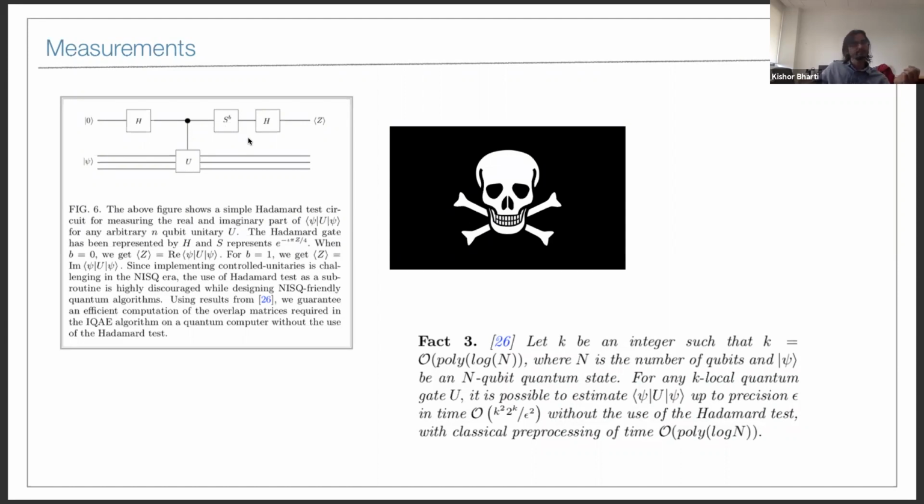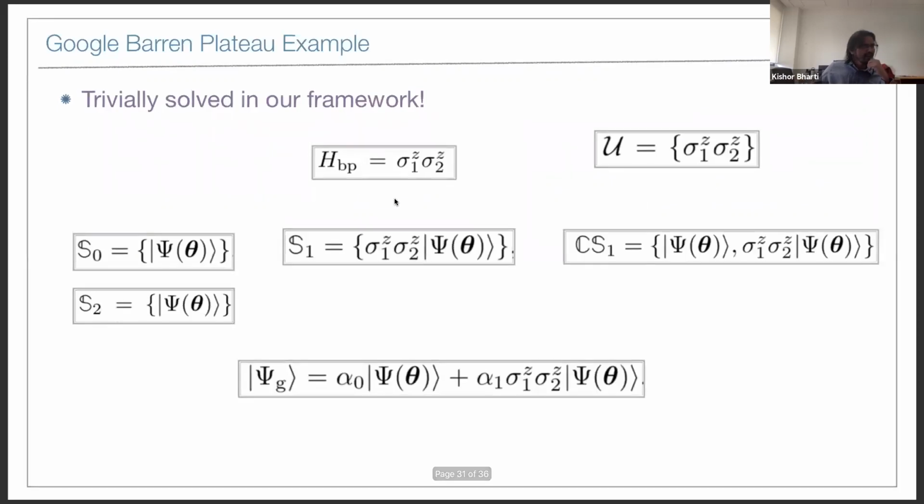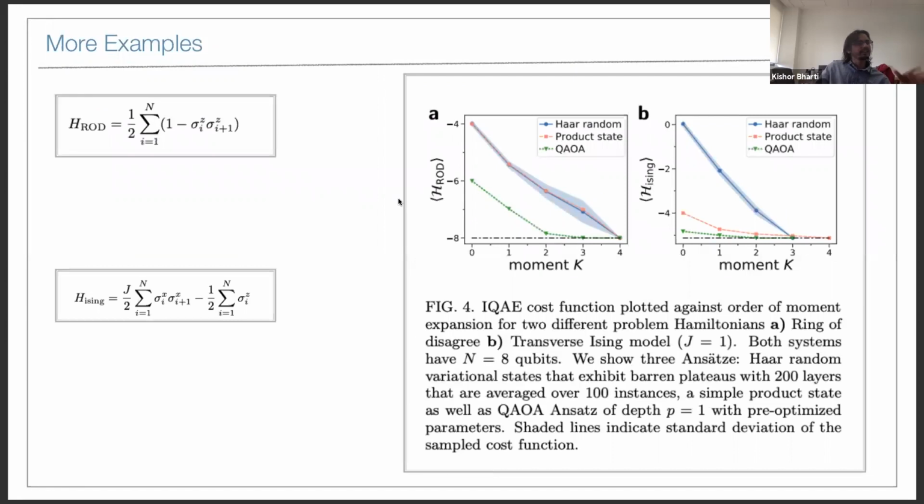You can also calculate these kinds of expectation values with 1 minus delta probability and additive error epsilon using this many number of measurements. And this you can get using something called Hoeffding inequality and so on. And there are some examples which we show in this work. You can talk to me later, we try different examples and so on, and we show that it works, nothing very fancy here.